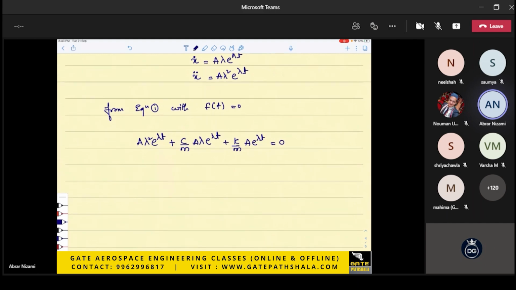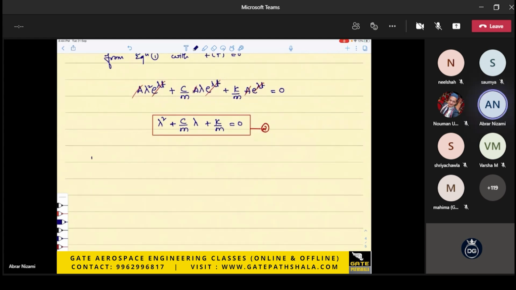When you cancel out the like terms, throughout you have a, you cancel out e power lambda t. It implies lambda square plus c by m lambda plus k by m equals 0. Bracket this equation, call it equation number 2. Hope you all did that.